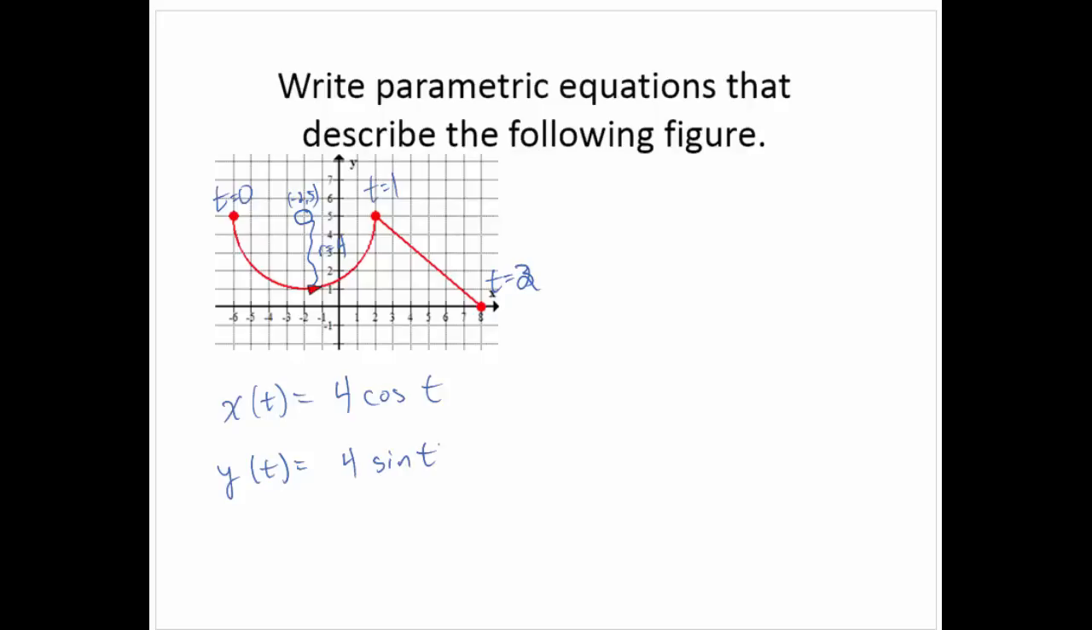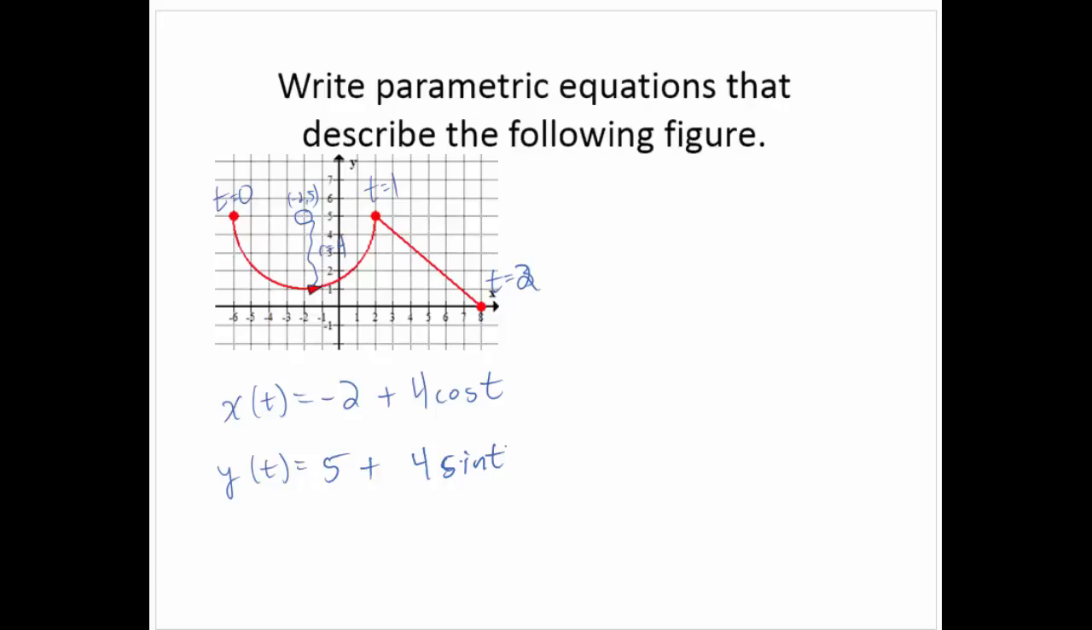Alright, so let me adjust it. I've got to shift it to the left and up. To shift it to the left, I'm going to subtract 2 on the x. So negative 2 plus 4 cosine t. To shift it up, I'm going to add 5 on the y. So 5 plus 4 sine t.